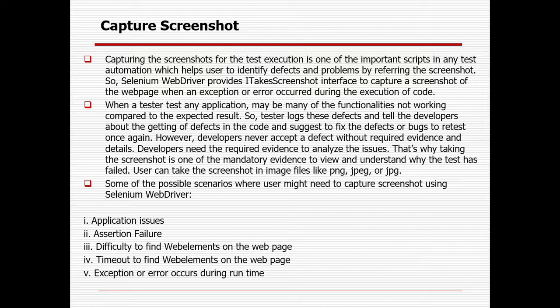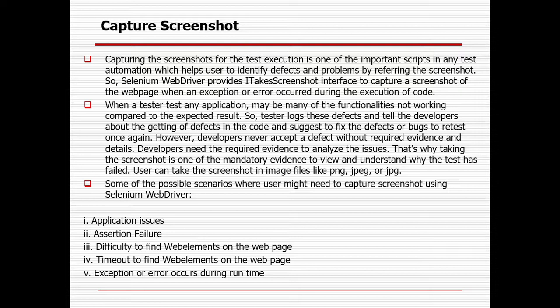And in case you are logging any defect, you need to provide proper justification why it is failing, otherwise the developer will not accept your defect. So capturing the screenshot for the test execution is one of the important steps in any automation which helps the user to identify defects and problems by referring to the screenshot. Sometimes your test case needs to be run multiple times, but another person will be working on it and they have some doubt. So they can refer to the execution you did the first time, and by referring to the screenshot, they can proceed with the second execution as well.